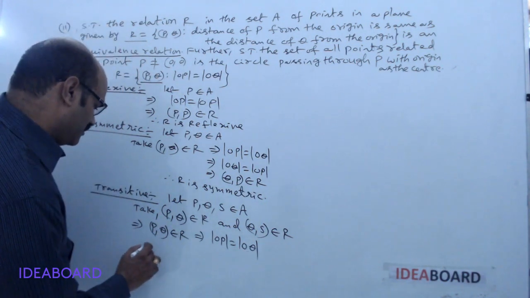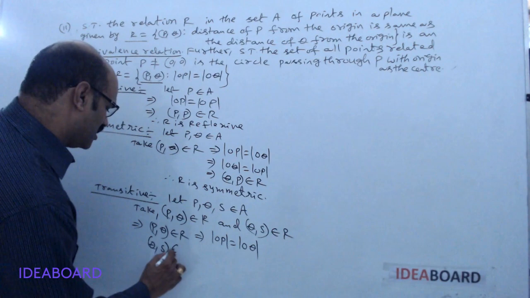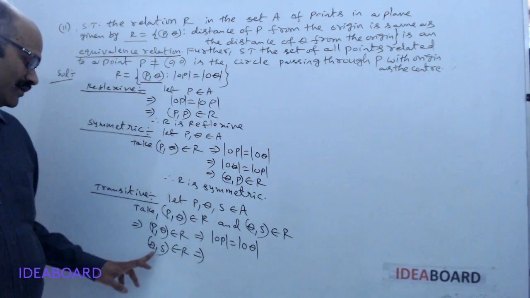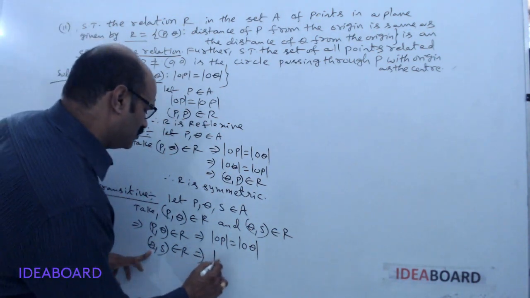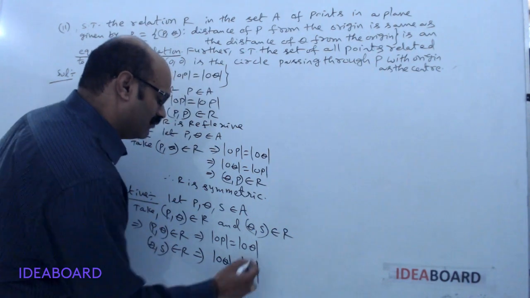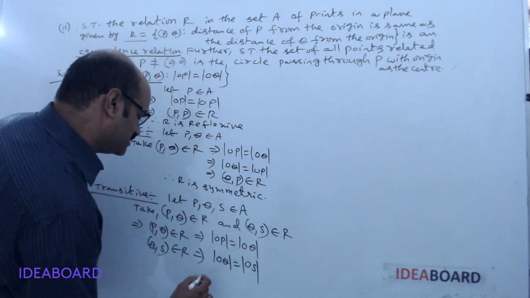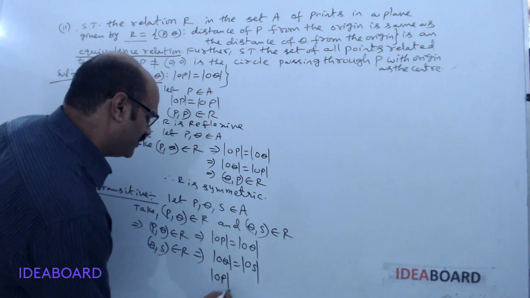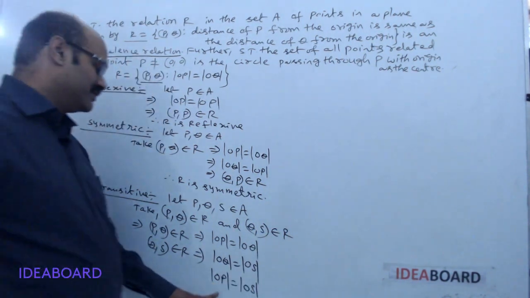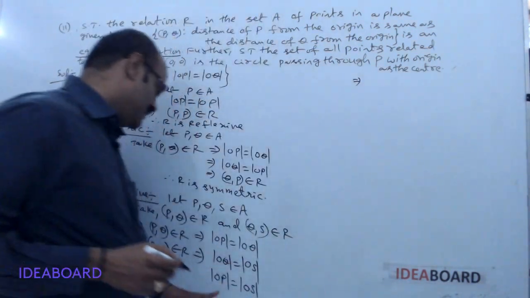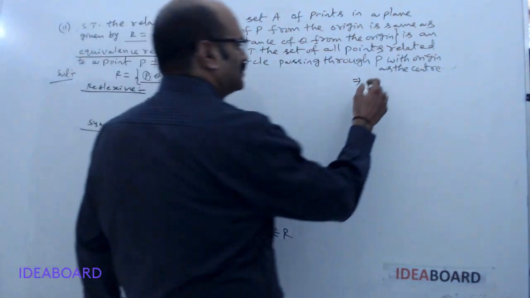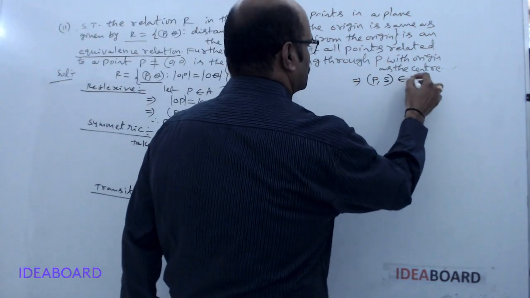Similarly, take (Q, S) belongs to R. It implies that modulus of OQ equal to modulus of OS. Now from these two, we say that modulus of OP equal to modulus of OS. Therefore, from this, we say that (P, S) belongs to R.